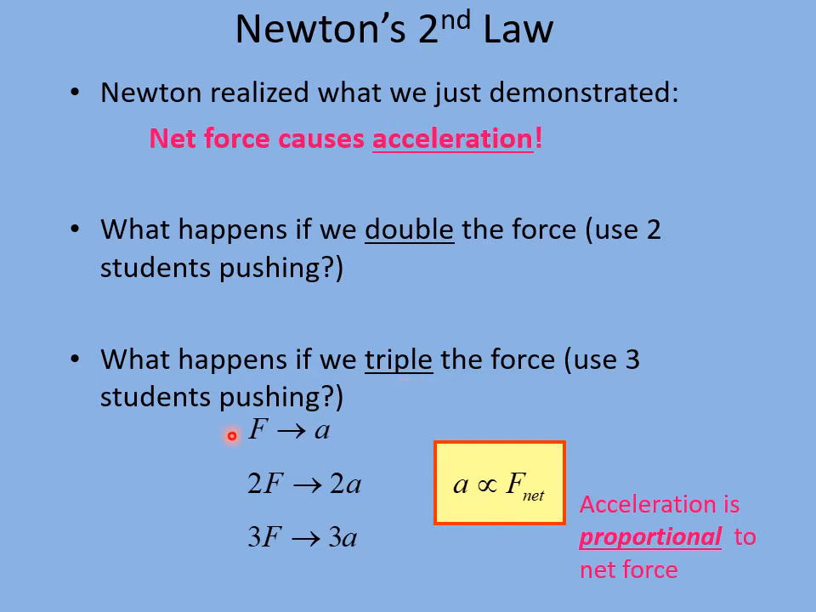So we can show this mathematically using some symbols here. A force F leads to an acceleration A, and then 2F, 2 times that force, would lead to an acceleration of 2A. And likewise, 3F would lead to an acceleration of 3A. So the idea here is that acceleration is proportional to the net force. We can write this mathematically by saying that A is proportional to, that's this symbol here, the net force. So this is one of the key ideas of Newton's second law: a net force causes acceleration and the acceleration is proportional to the net force.